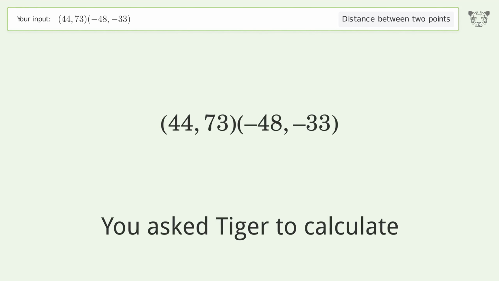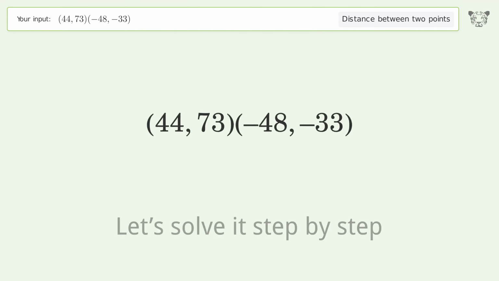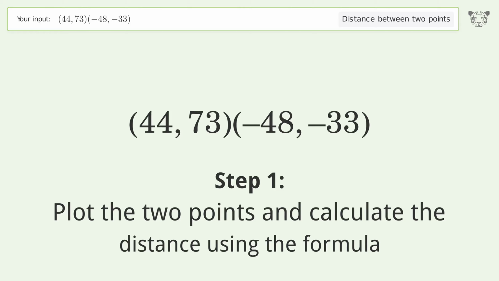You ask Tiger to calculate. This deals with the distance between 2 points. The distance between the 2 points is the square root of 19,700 or 140.357. Let's solve it step by step. Plot the 2 points and calculate the distance using the formula.